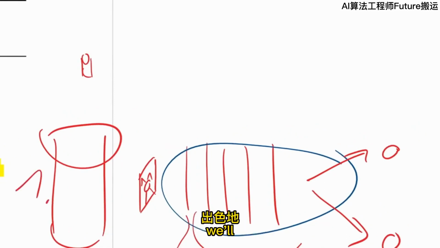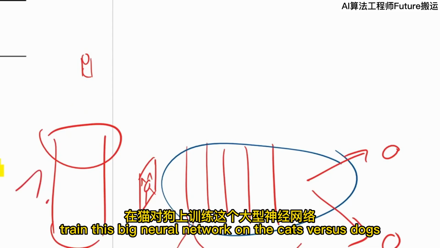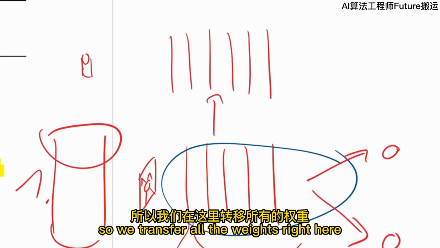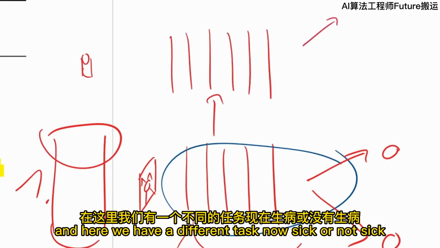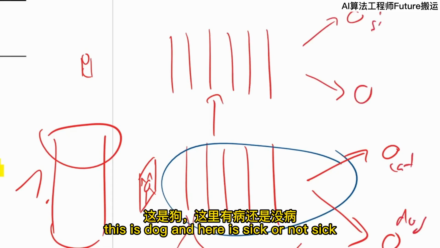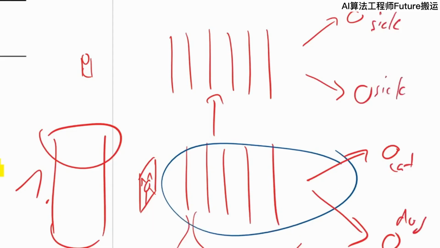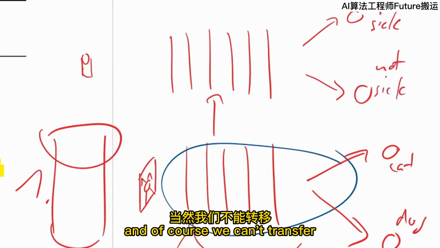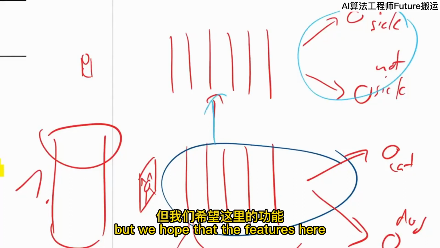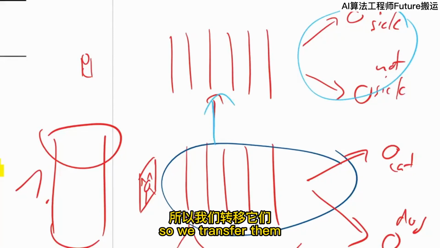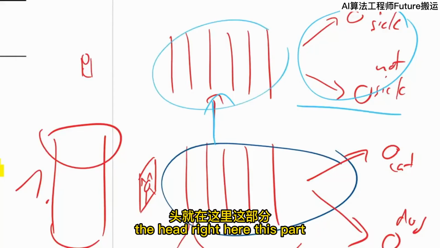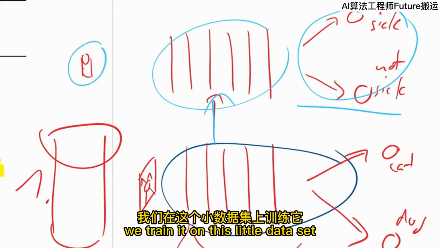So in a first step, we'll train this big neural network on the cats versus dogs, and then we transfer learn it. So we transfer all the weights right here, and here we have a different task now, sick or not sick, right? This is cat, this is dog, and here is sick or not sick. And of course we can't transfer these particular weights, but we hope that the features here will be the same. So we transfer them, and then we train these weights, including the head right here, on this little data set.